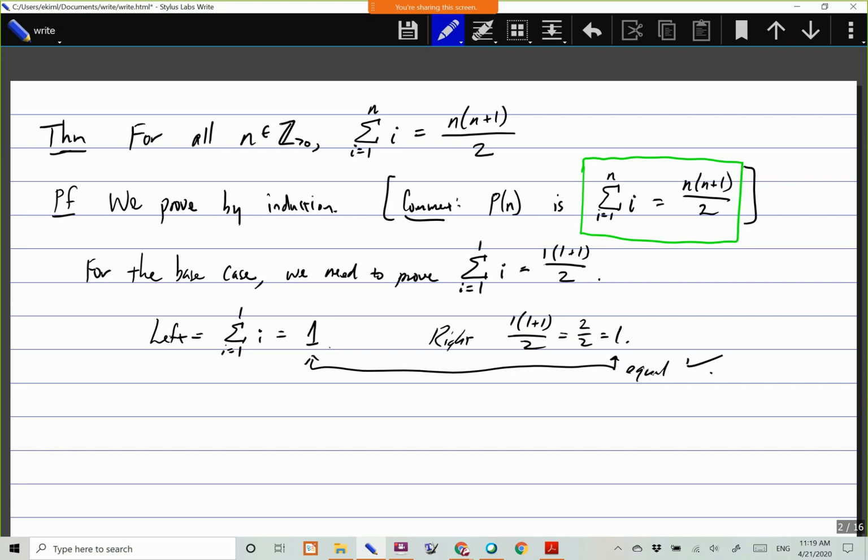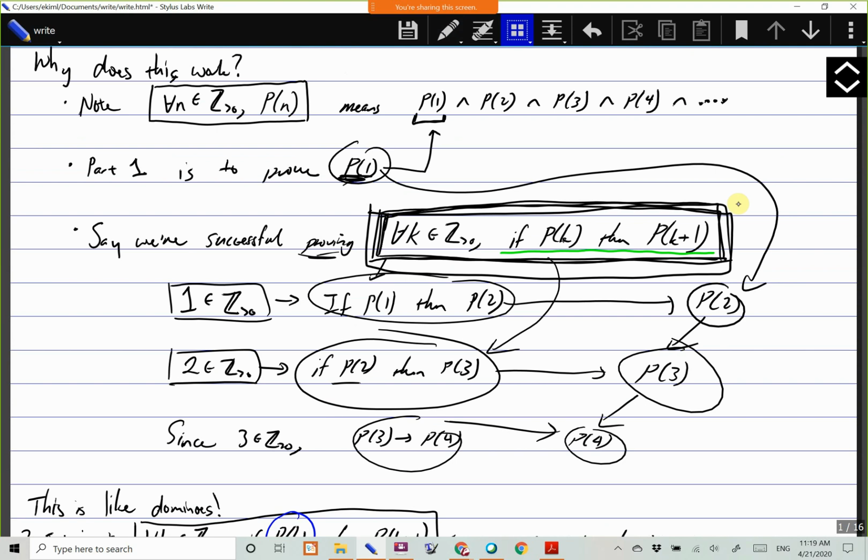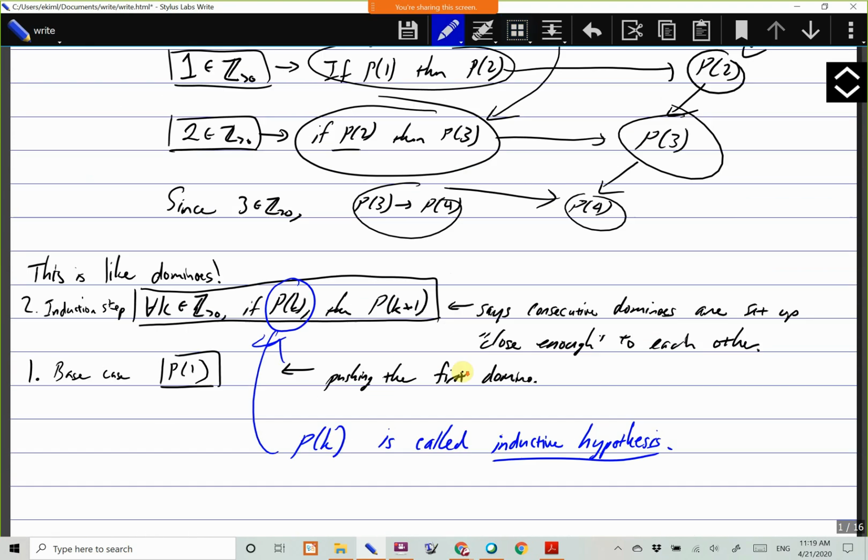For the inductive step, sorry to do this, I'm going to scroll up and grab a copy of that inductive step so that we have it right there. We need to prove this other thing here.